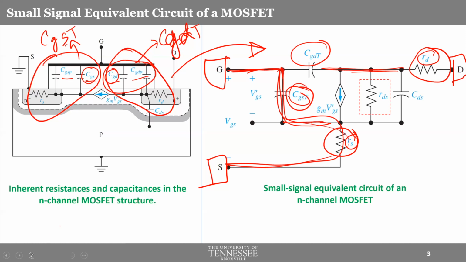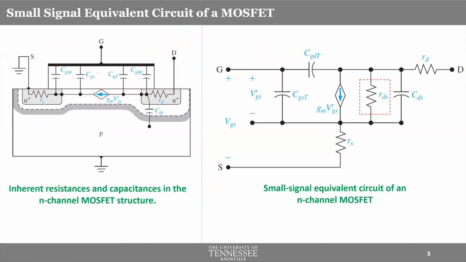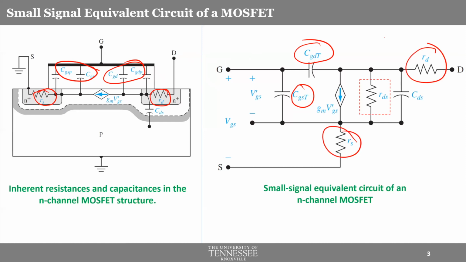Okay, so let me clear it up a little bit. The point is, we have represented all of these CGS components using CGST, and these CGD components with this CGDT. And then we have represented the resistances of the source and drain using these two resistors, RS and RD. And so that mostly covers all of these components.